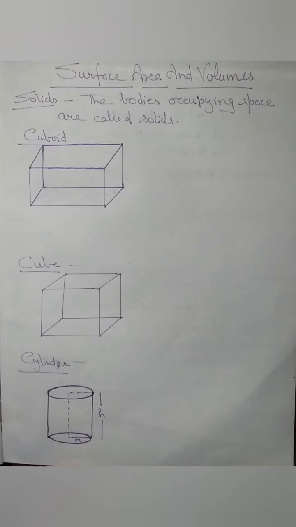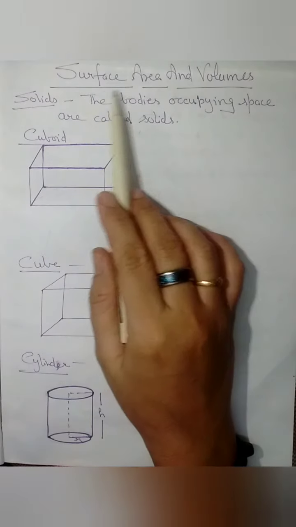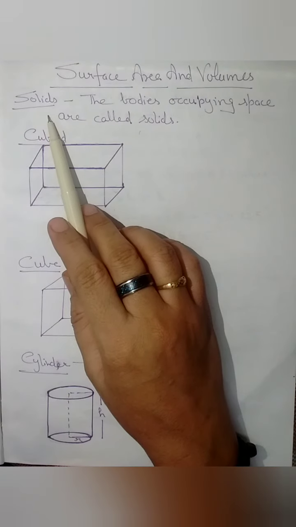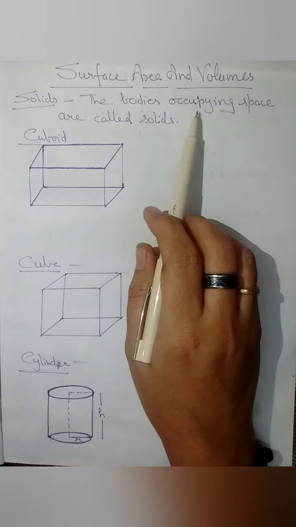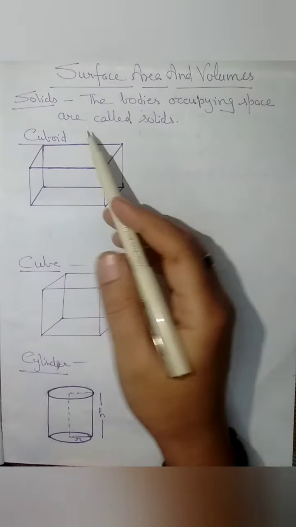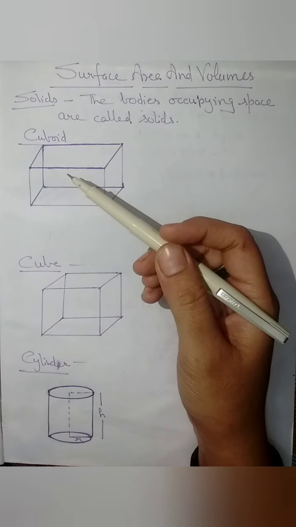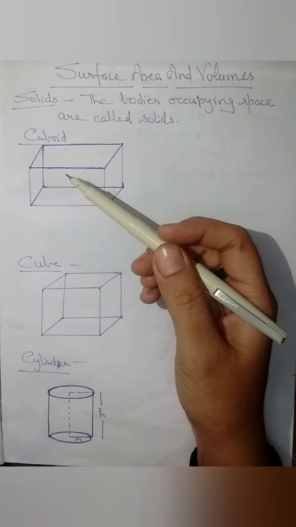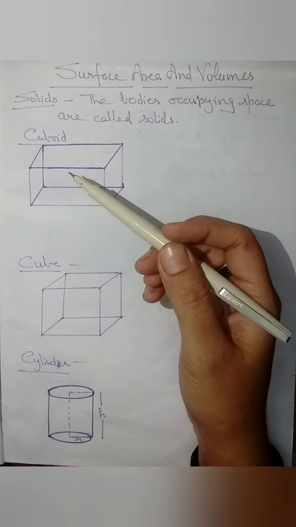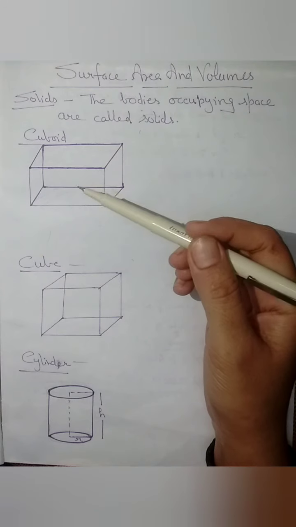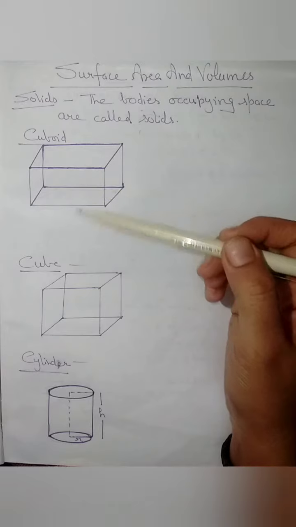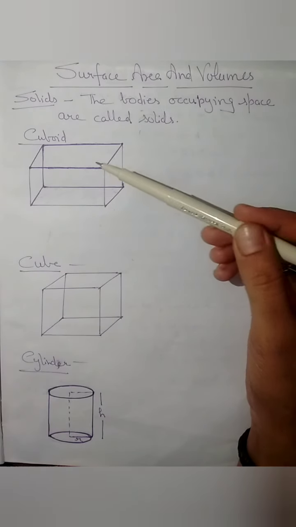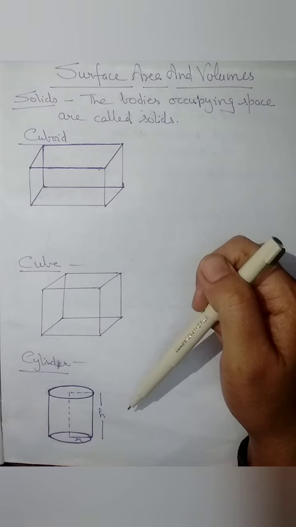Today's topic is surface area and volumes. In this, we will study the surface area and volumes of solids. As we know, solids are bodies occupying space. We know many solids such as cuboid, cube, cylinder, cone, prism, pyramid. Here we are going to study the surface areas of some solids first, such as cuboid, cube and cylinder.